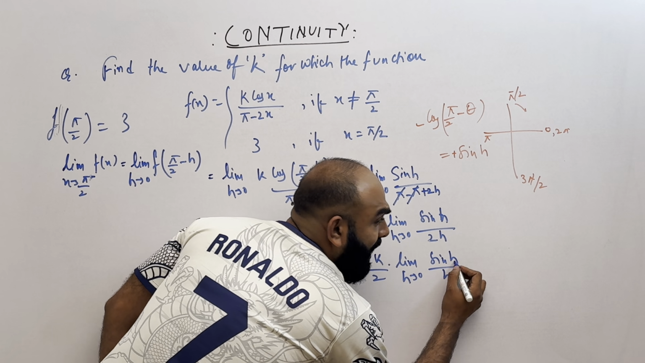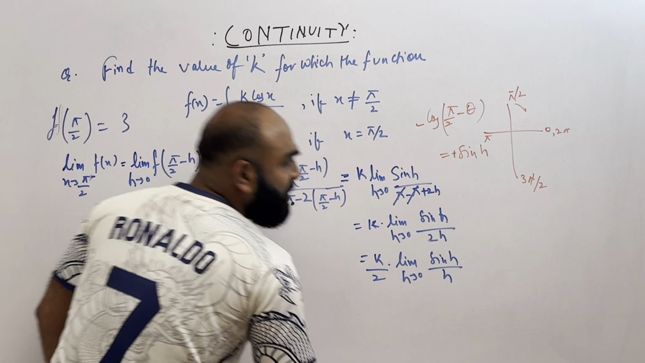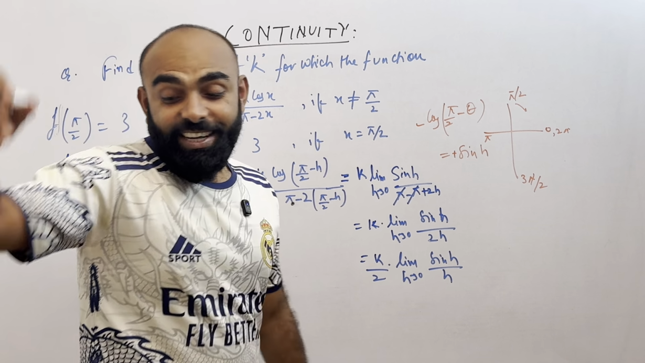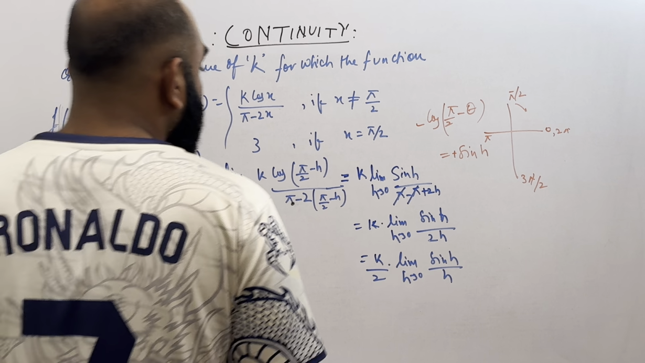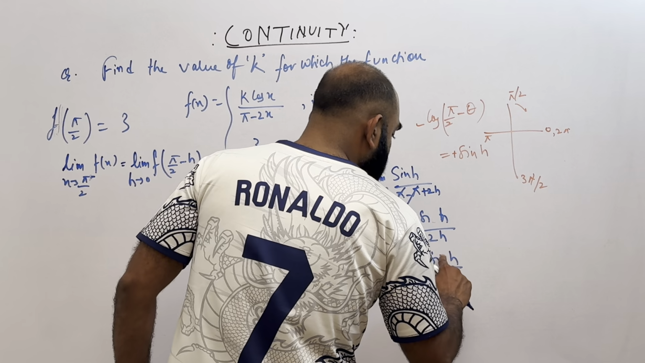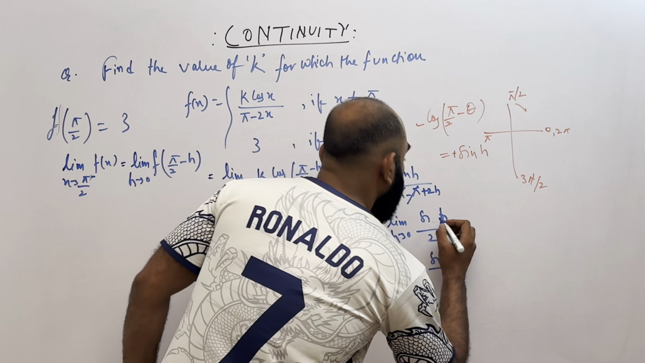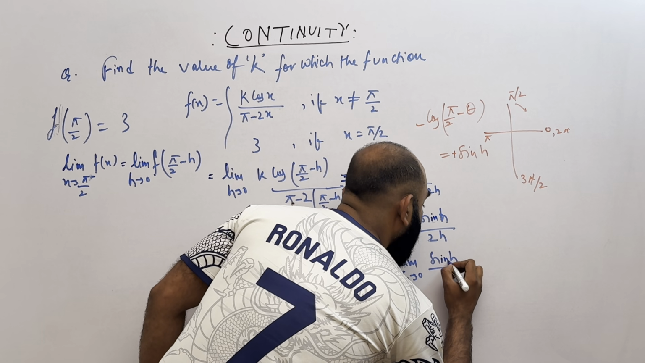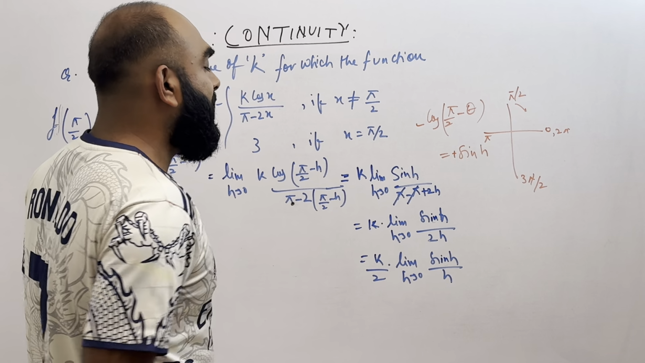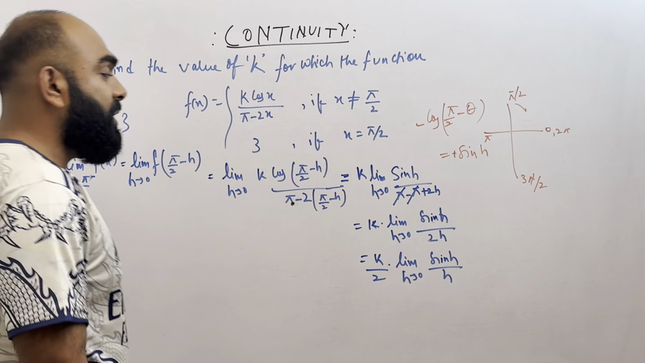Sin θ divided by θ, when θ tends to 0, the value is 1. Here it will look a little different: sin h by h, when the limit h tends to 0, the value is 1.